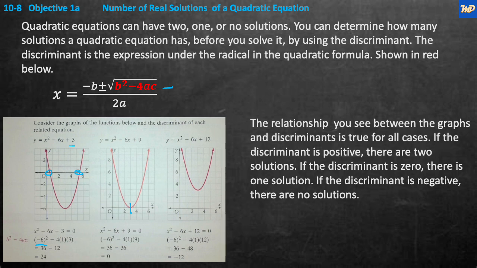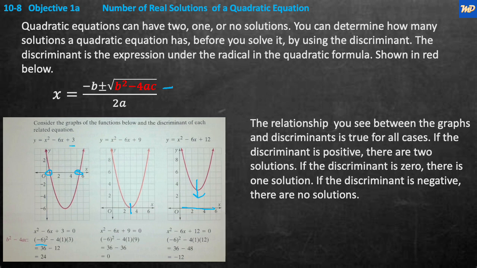Okay, so now let's look at the final one. x squared minus 6x plus 12. Again, minus 6 squared is 36, and it's minus 4 times 12 is 48. 36 minus 48 is negative 12. And that says there are no solutions. And look at, here's our x-axis way down here, and at no time does the graph of the quadratic touch the x-axis. It's floating above it, so to speak. There are no solutions. Okay?